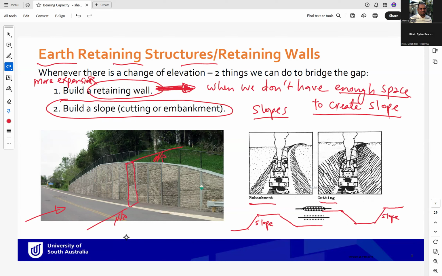Okay, for example, in this example, if you want to make a slope, it would waste space apart from the road here. As you can see, we have a road, so we don't have enough space to create a slope. So the retaining wall will be the best solution. A slope is not feasible in this case.